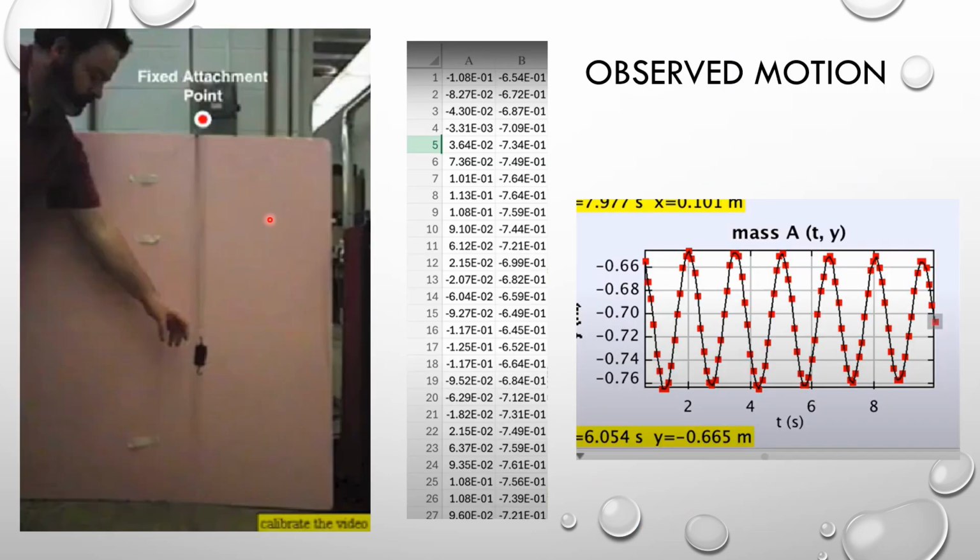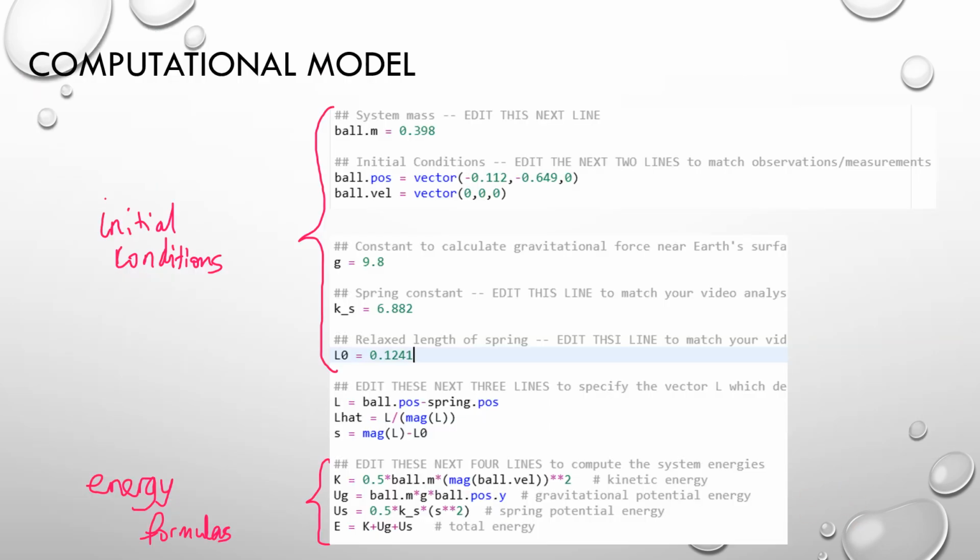So this is our observed motion. This is our video on the left, and a graph of our results. As you can see, this is the change over time. For the x, this is the x graph, and then below would be the y graph.